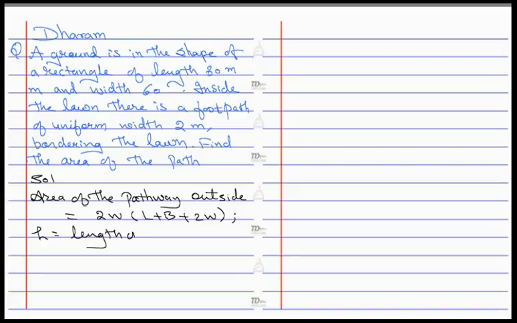Therefore, after putting the respective values in the given formula, we get the required area of the path A = 2 × 2 × (80 + 60 + 2 × 2), which on simplification gives the value as 576 square meters. Thank you.